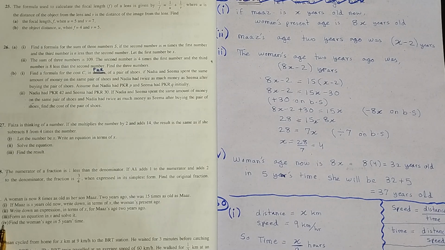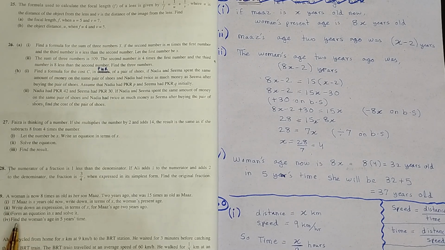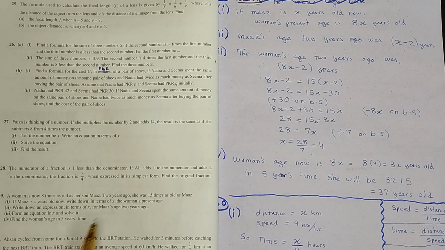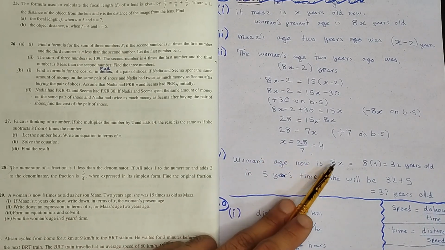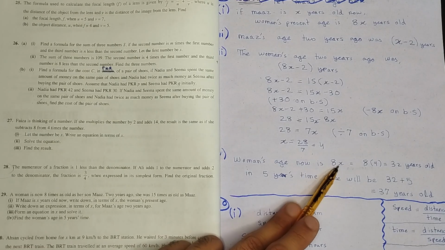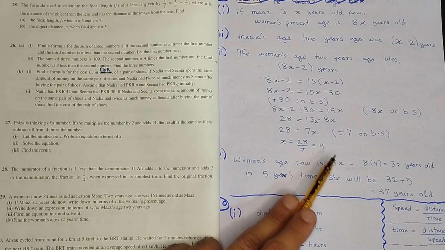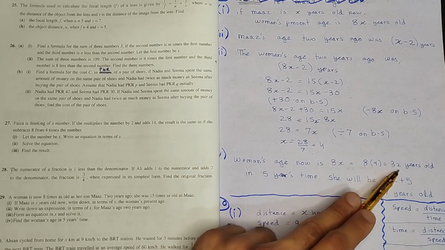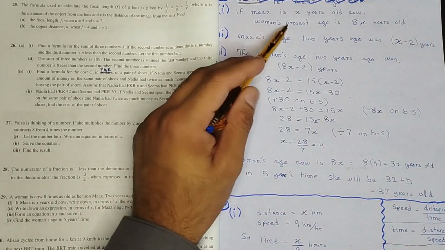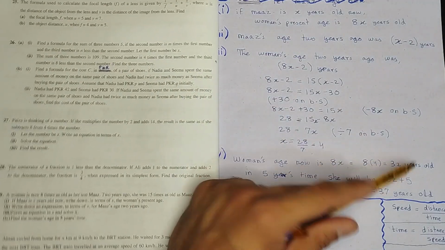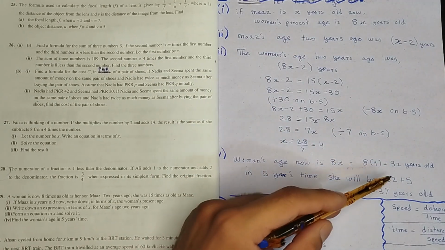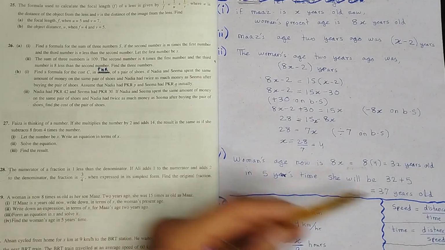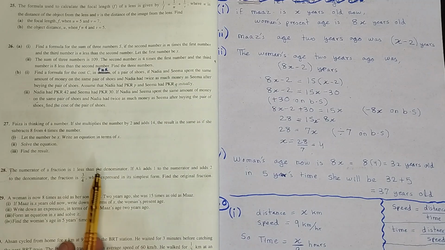Now part 4 of question number 29 says find the woman's age in 5 years time. Currently the woman's age is 8x, but now we know the value of x. X value is 4, so we multiply 8 with 4. 8 multiplied with 4 is 32. So currently, the present age of the woman is 32 years old. In 5 years of time, she's going to be 32 plus 5, which is 37. So in 5 years, she's going to be 37 years old.